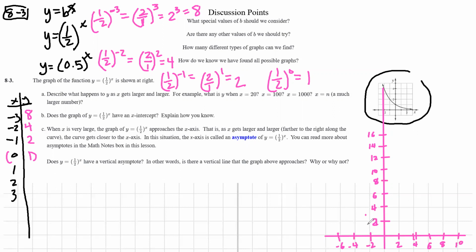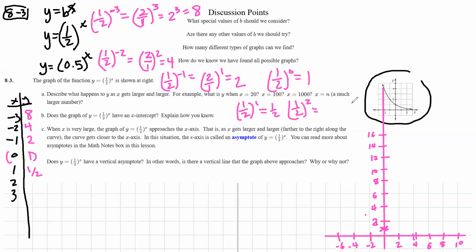Okay, let's finish the graph, but I know (0, 1). I know my graph has to go through there. I just wanted to mark that super important point where it crosses the y-axis, very important. Then we do 1/2 to the 1 power. That's pretty easy. 1/2 to the 1 power is? 1/2. Yay. How about 1/2 to the 2nd power?